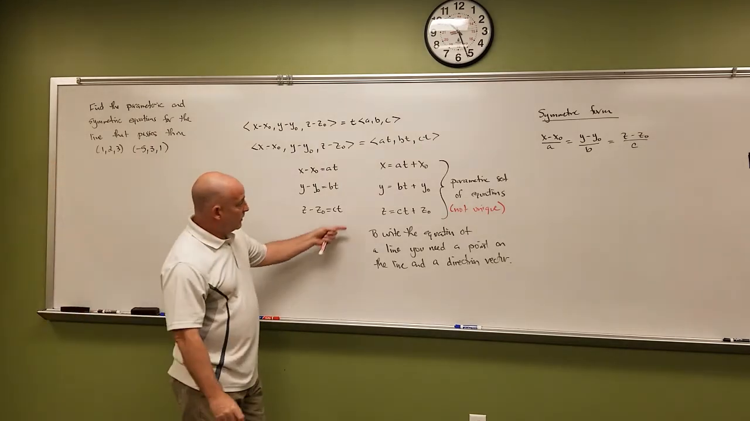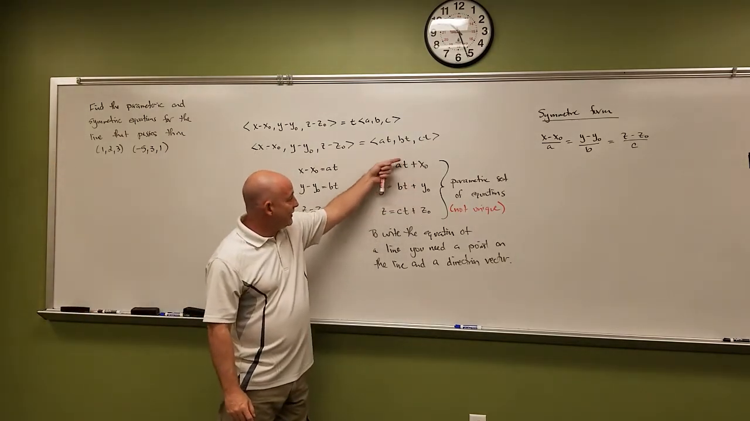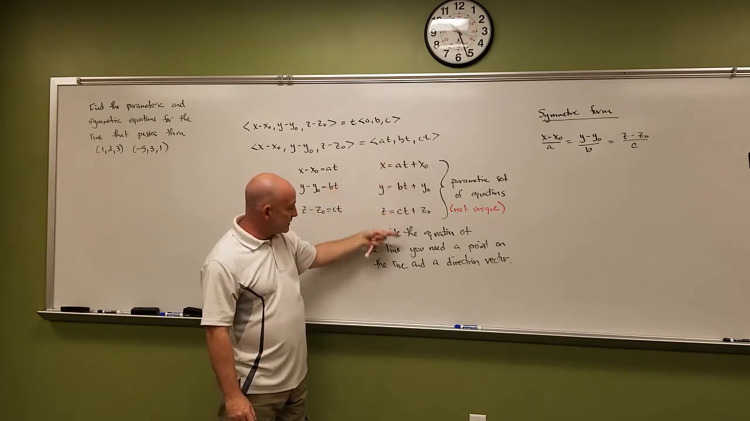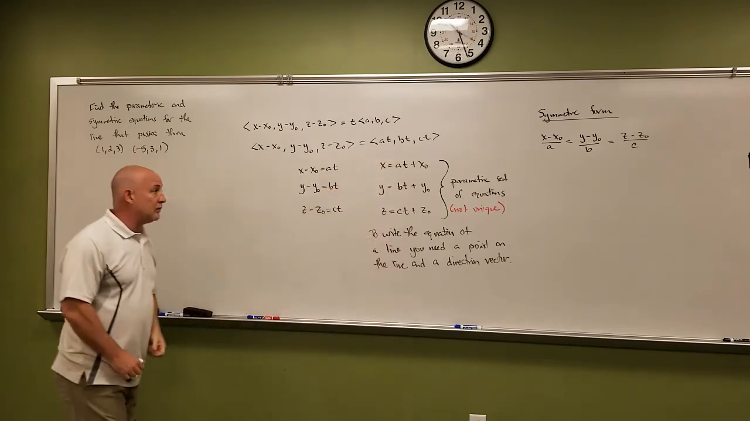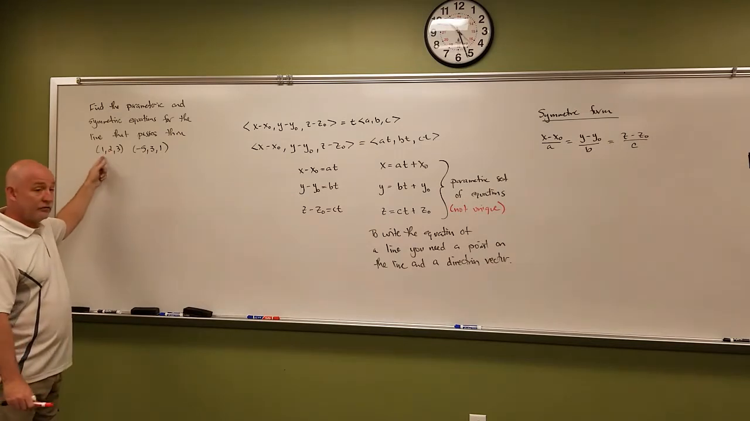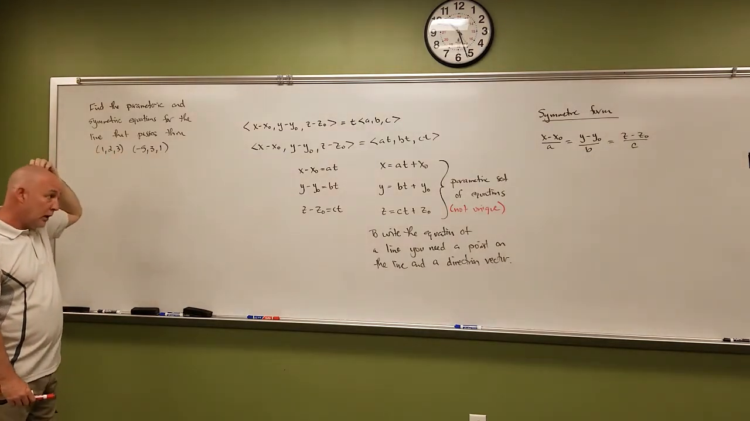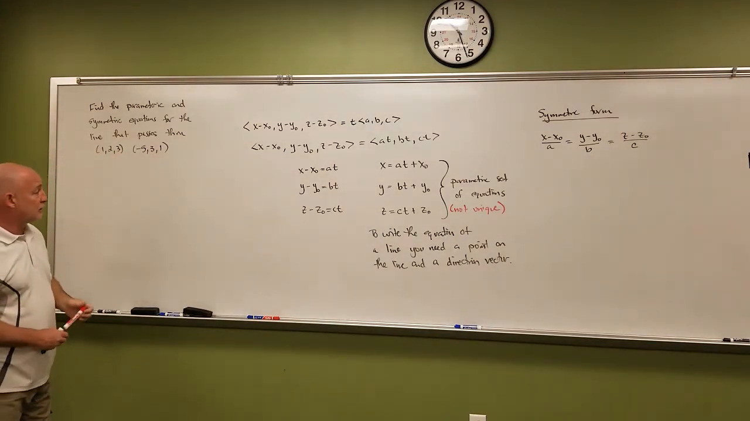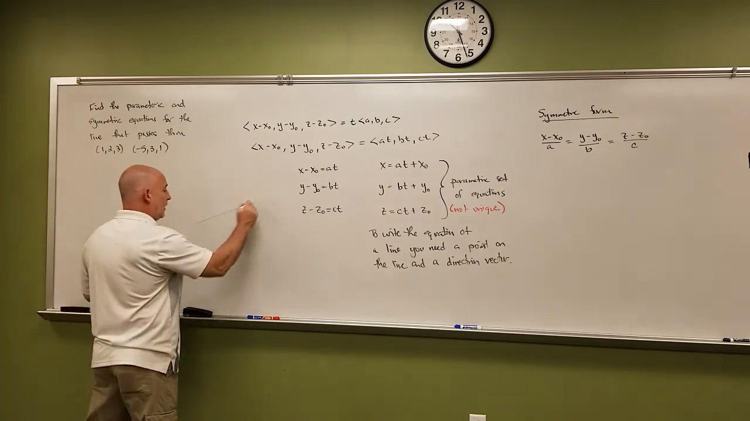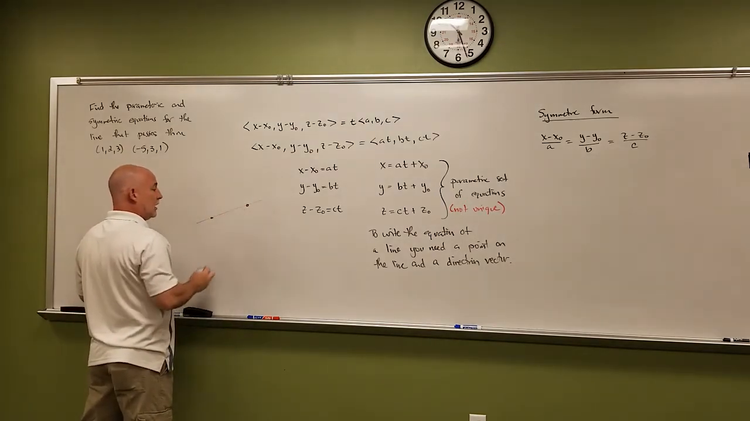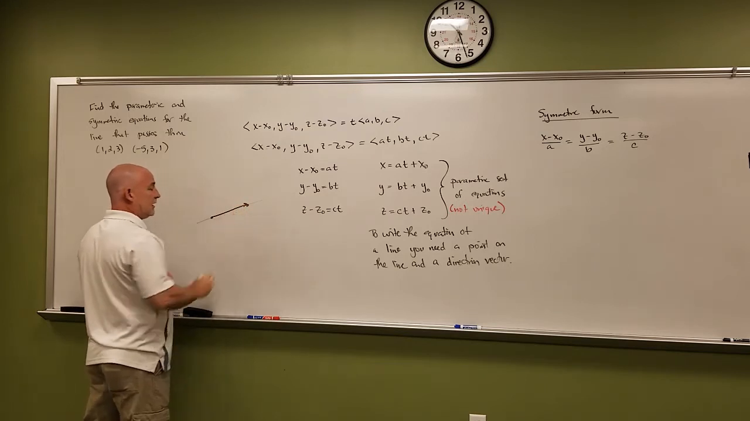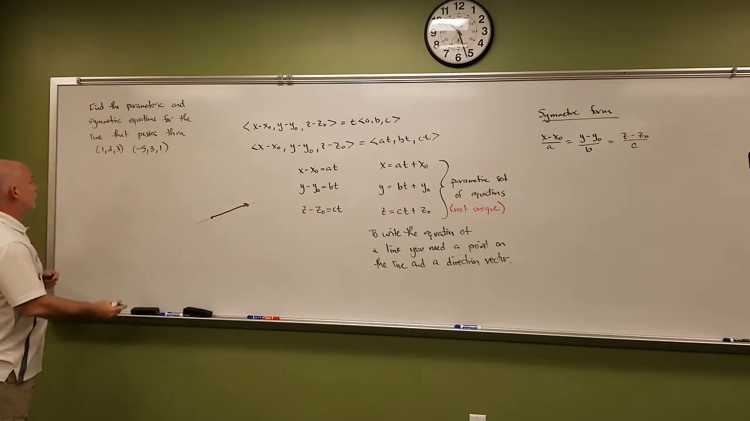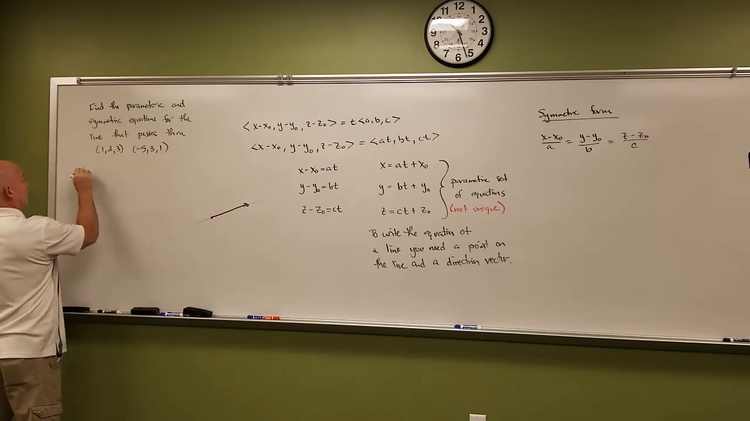Now, if we know we need a point, this x naught, y naught, z naught, and a direction vector to give us the a, b, and c, what information are we given here? Well, we definitely have a point, so either one of these points would work. We need to find a direction vector. Well, since those 2 points are on the line, a direction vector would just be a vector that points from one to the other. So for our vector, I don't care what letter you use, I'm gonna call it u.